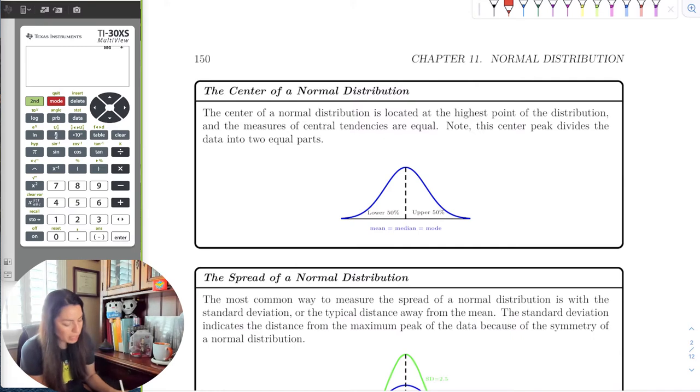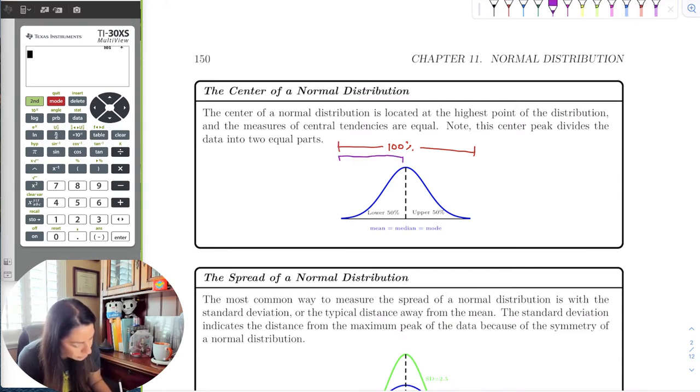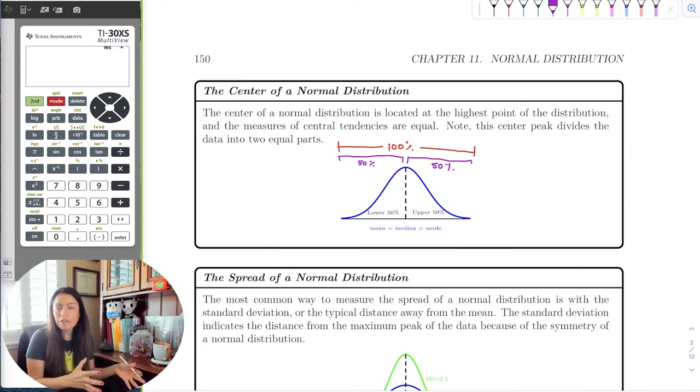And so what we think about is that this whole thing is 100%. That's why I put 50%: the lower half is 50% and the upper half is 50%. So 50% of the curve is on the left of this peak and 50% is on the right of the peak, and the whole curve is 100%. The middle has everything to do with the center, as we know. So we have the mean, median, and mode. The mean, median, and mode are all equal when your data is normally distributed.